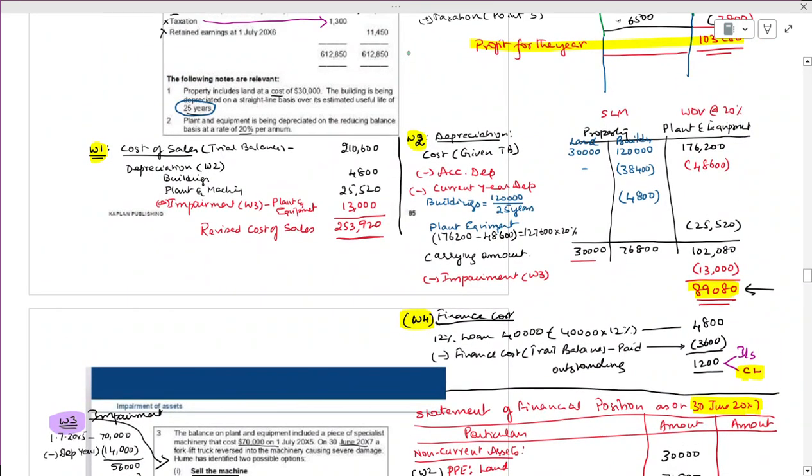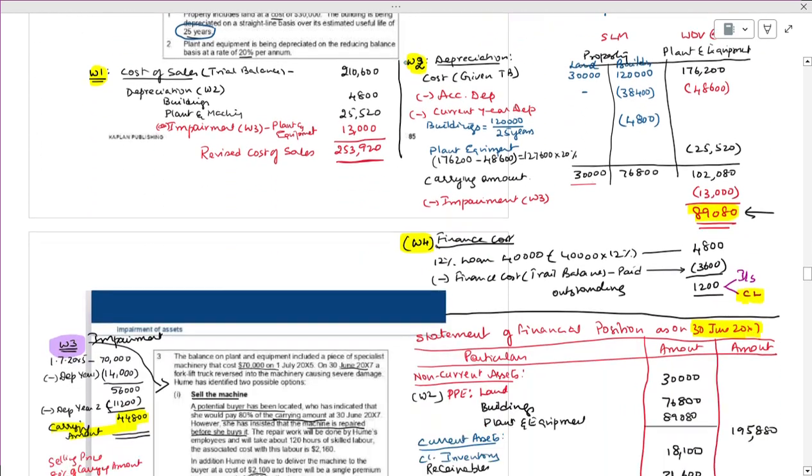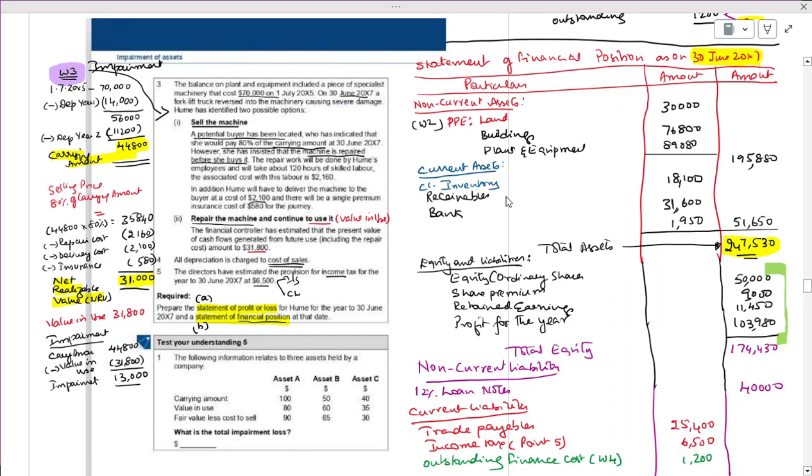Go to the trial balance. Okay. We have taken trade payables. We have taken the loan. Is it right? Check again. 1, 2, 3, 4, 5, 6, 7, 8. All the items we have taken. Okay, we have completed the items. We have completed the notes also.